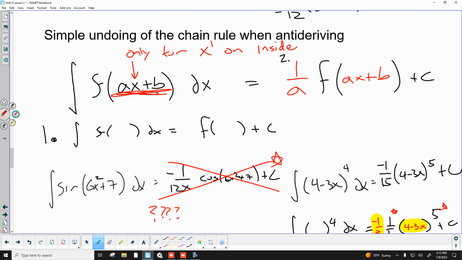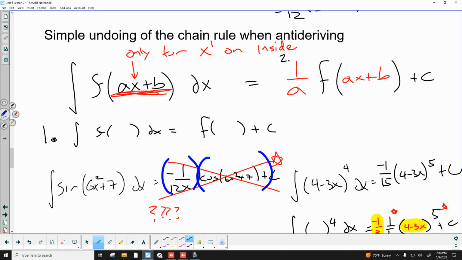Think about it. Did you write negative 1/12x times cos 6x squared plus 7? You guys wrote that, right? Take the derivative of negative 1/12x times cos 6x squared plus 7. And then you're like, oh, no big deal. It's an O and an I. No, it's not. This is a product of x's and x's. And when you take that derivative using the product rule, it's going to get real gross. And it's not going to simplify to be sine 6x squared plus 7. Okay?